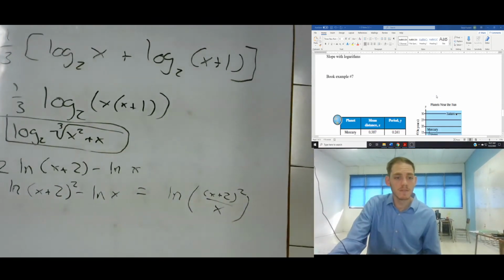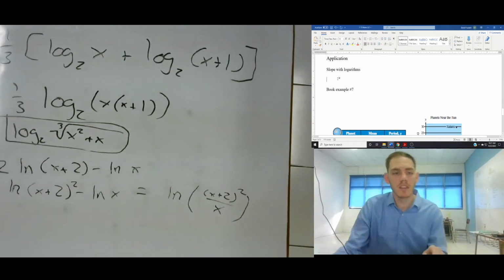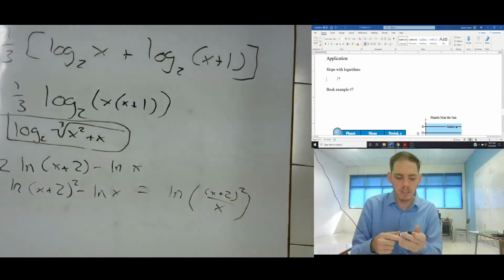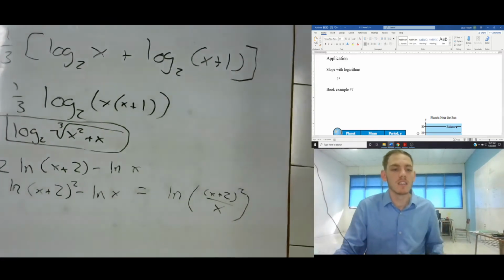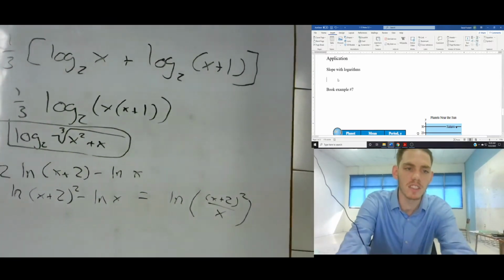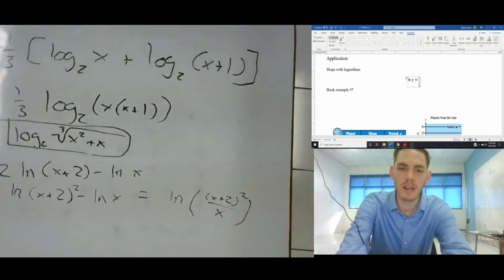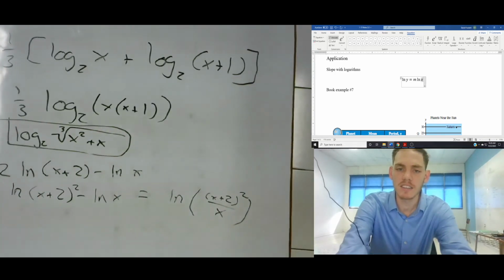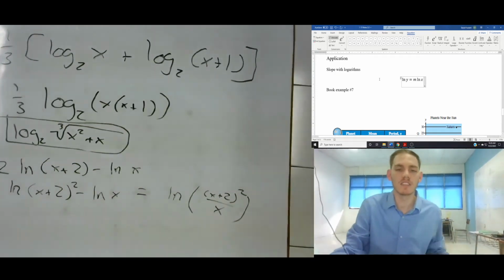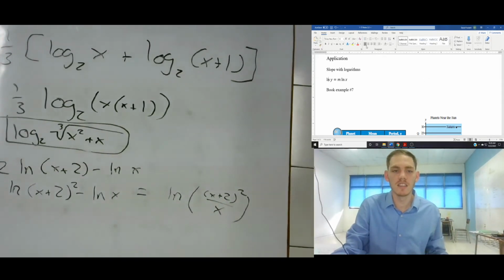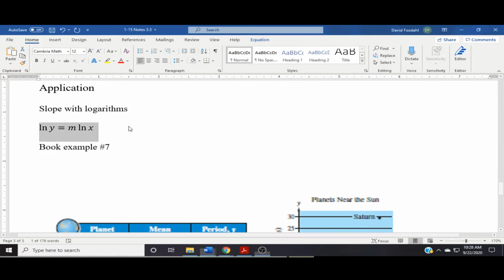Okay, last part is application. So slope with log is going to be using values on a coordinate plane and then having them turn into this. So we need to know that ln of y is equal to m times ln of x. Okay? That is the slope of a line. This is turning logarithmic functions into linear. Okay? This equation right here.